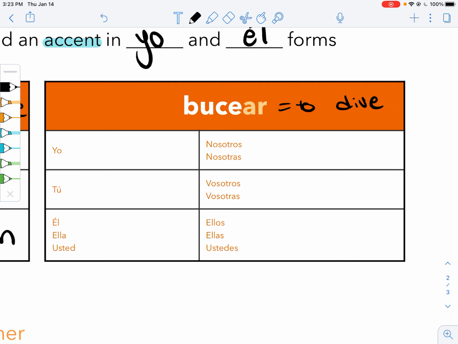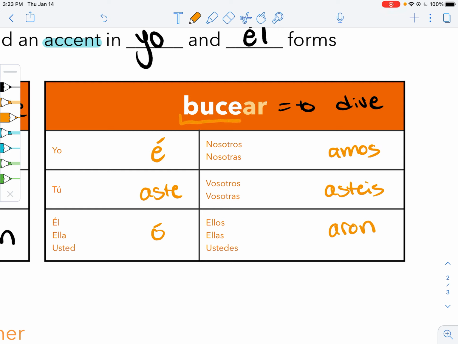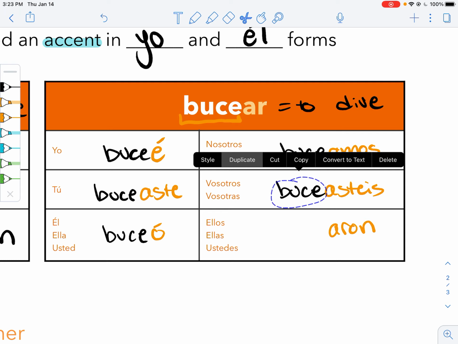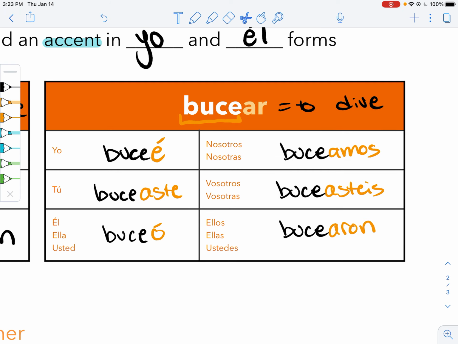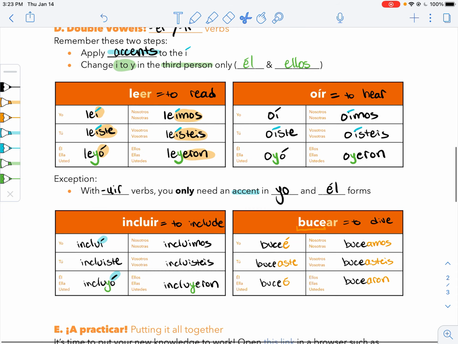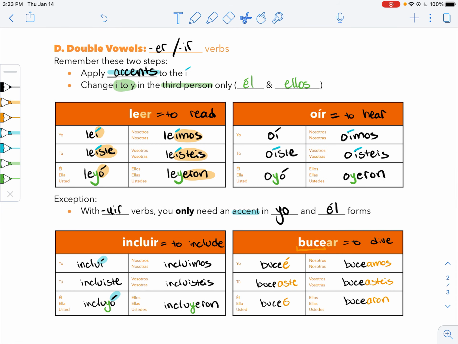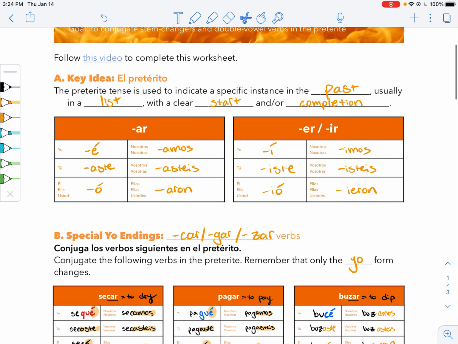We're going to dive right in and conjugate it like a normal AR verb with é, aste, ó, amos, astes, and aron. Taking the root of our word, buce, and that's it. Buceé, buceaste, buceó, buceamos, buceastes, and bucearon. Ta-da! That's all of our conjugating rules. Now these are weird. These are funky. They're spelling changes. They go against the rules.